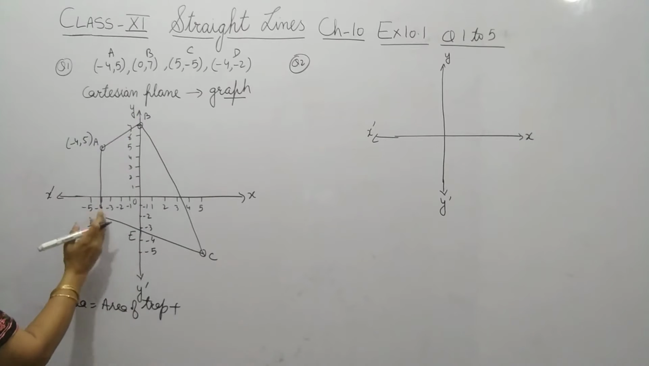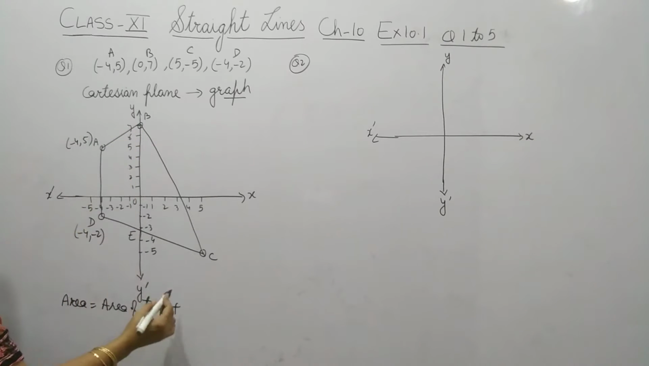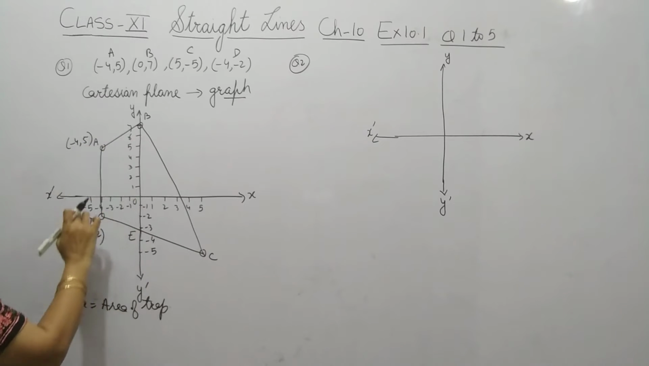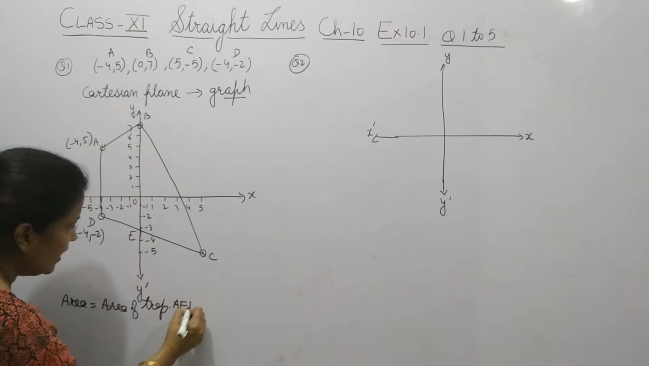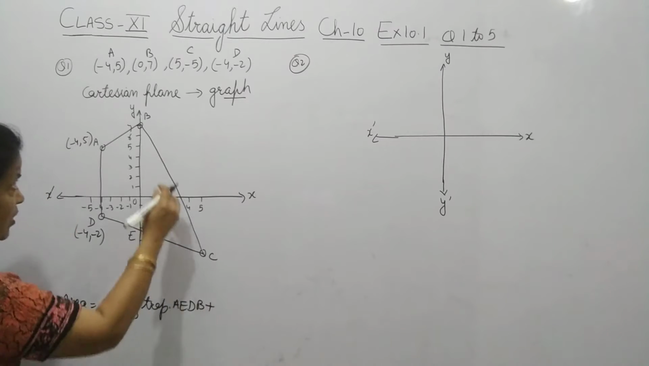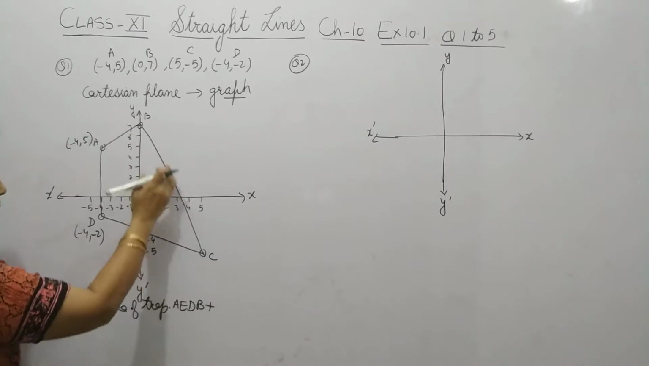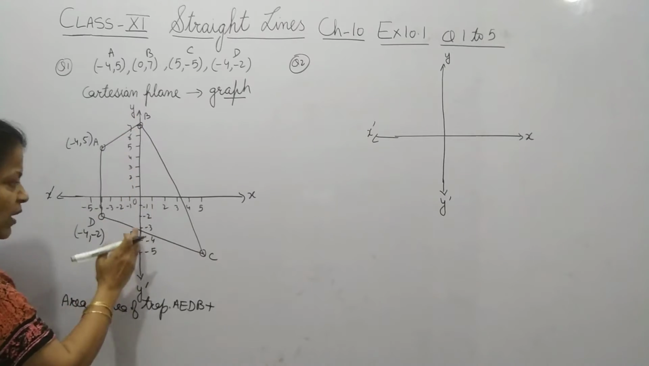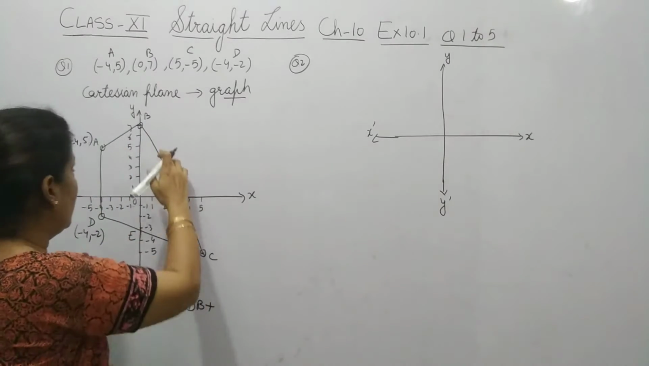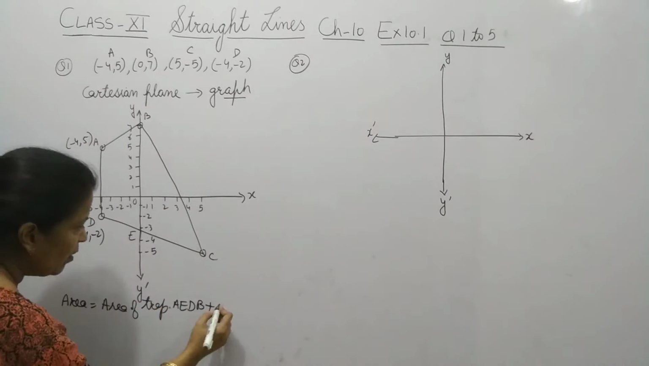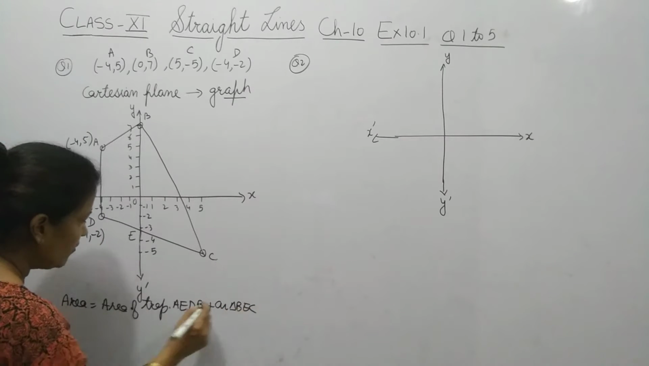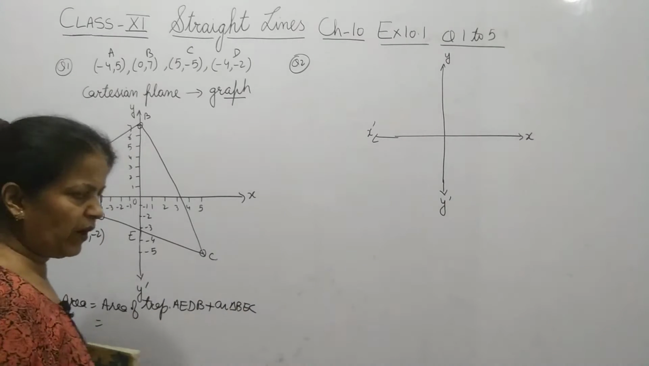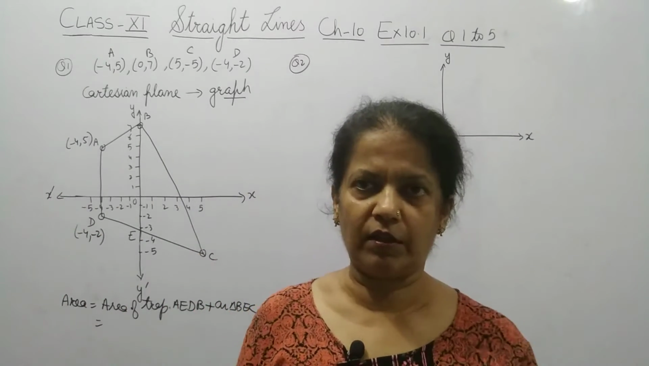plus this is a trapezium. And what about the trapezium? You will name it here, that is ADEB trapezium, plus this shape, which is in the form of a triangle, BEC, plus the area of triangle BEC. Now you can find out its answer yourself.